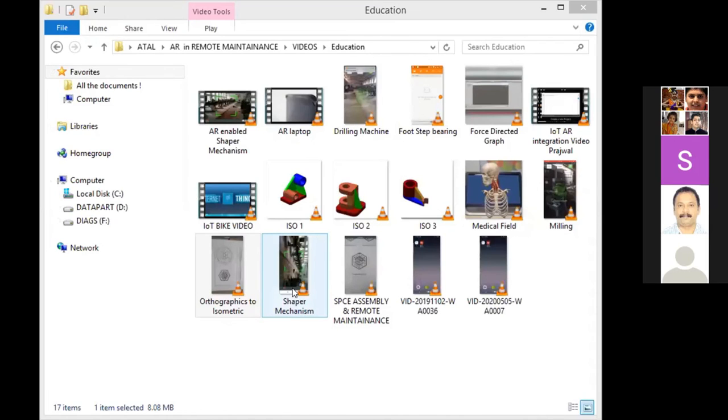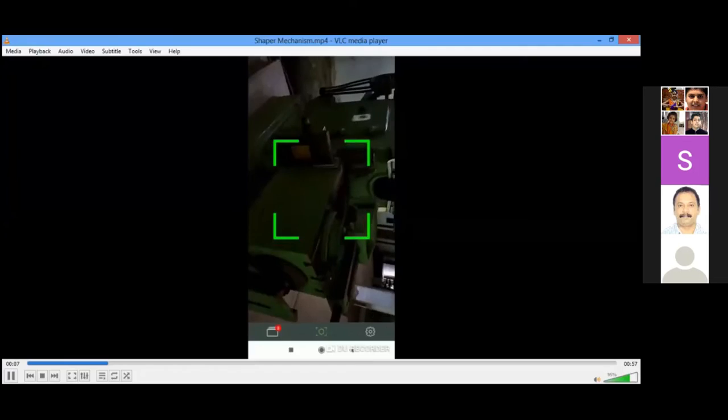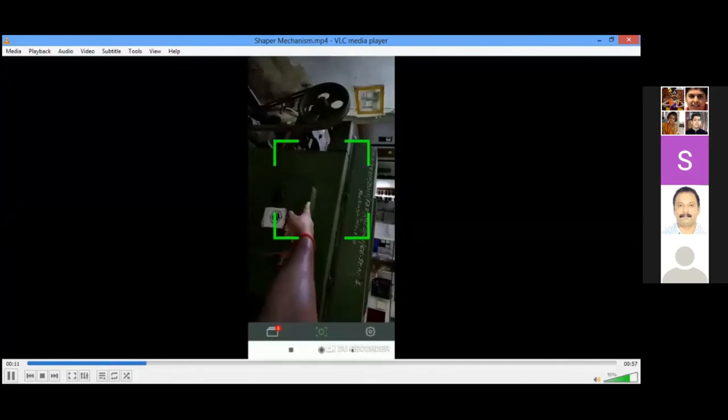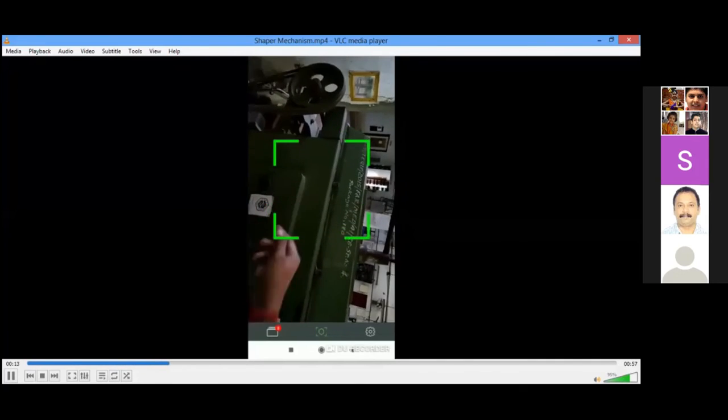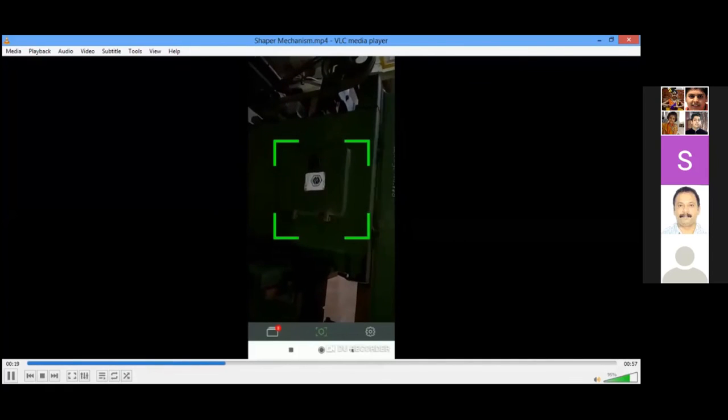So you can see that. Then you can see here, these are our lathe machines, and this is our shaper machine. This is the workshop of SPC. This is the shaper machine. We cannot see inside it, but you can see that the hexagonal code is pasted on the rocker mechanism, which is housed inside the shaper machine.